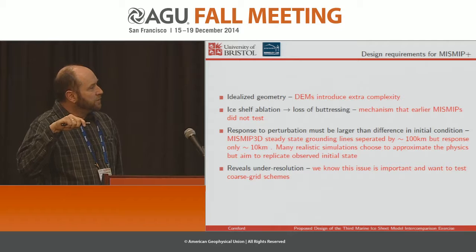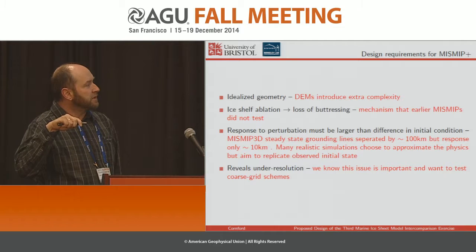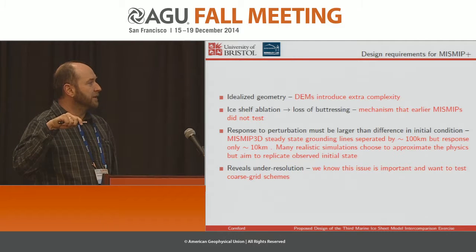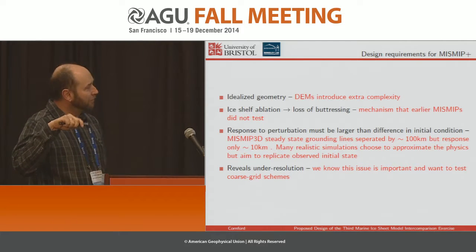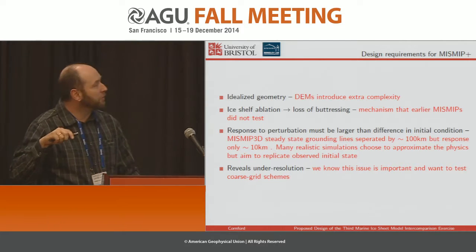And we also want the test to be clear about whether something is under-resolved, because we know it's important, and we want to test these kind of relatively clever coarse grid schemes that will hopefully avoid the hammer of high resolution.